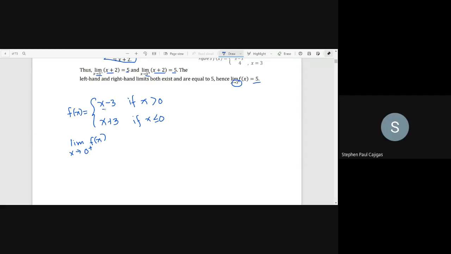Will we use the first or second? Second. What we look at are the x values. So x is approaching 0 from the right, so x is greater than 0. So which one is x greater than 0 or x less than or equal to 0? Which one is approaching from the right? Which one is greater than 0?